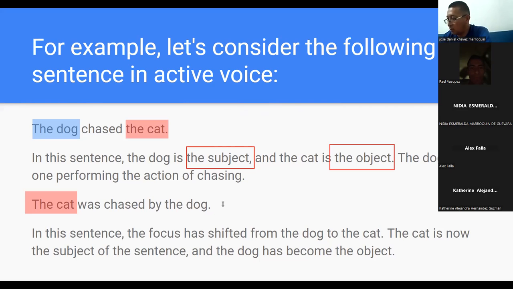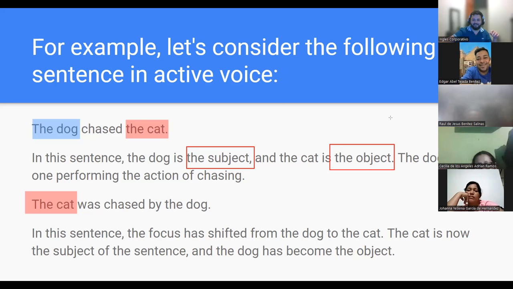Very good. Do me a favor, guys. Whenever you're not talking, I need you to mute yourselves, please, because I can hear the telenovela in the background. I can hear everything. So mute yourself if you're not participating.